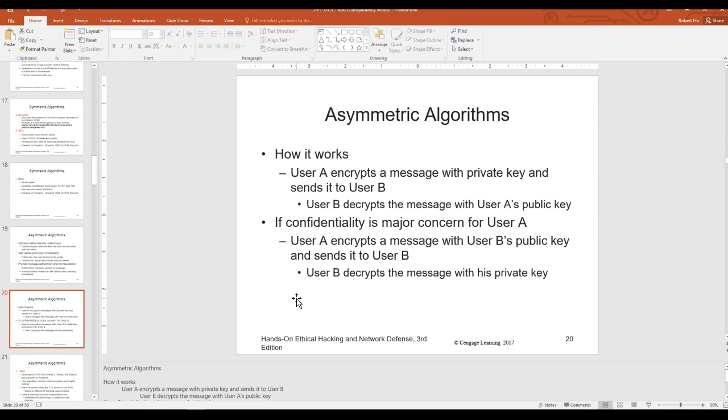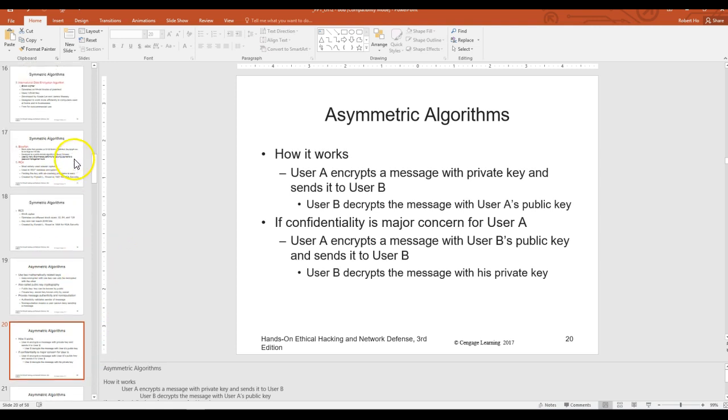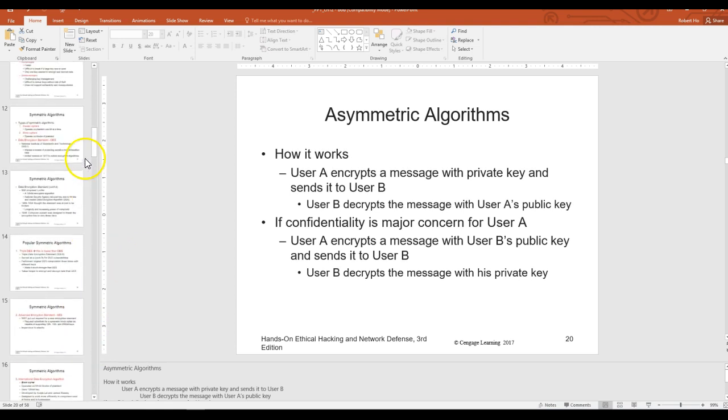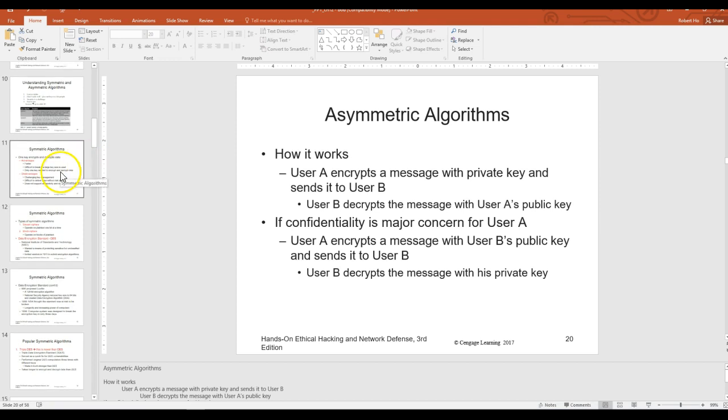If confidentiality is a major concern for user A, then user A encrypts the message with user B's public key and sends it to user B, and then user B decrypts the message with his private key. All right? So now you understand the difference between asymmetric and symmetric algorithm. All right? Let me go back here again.